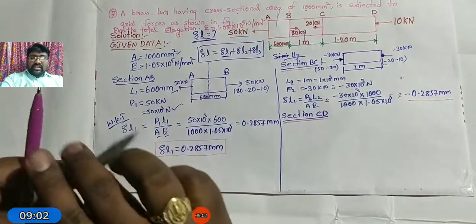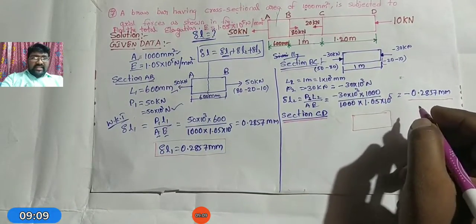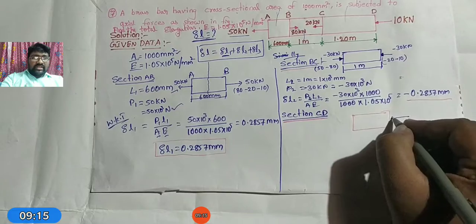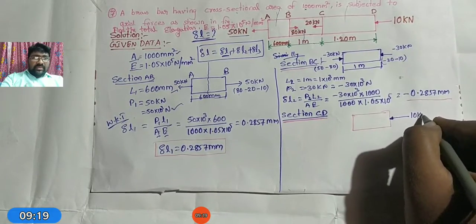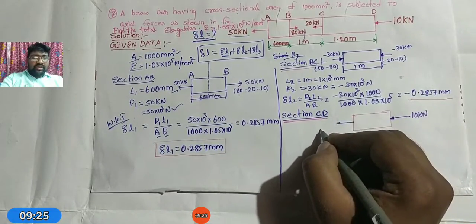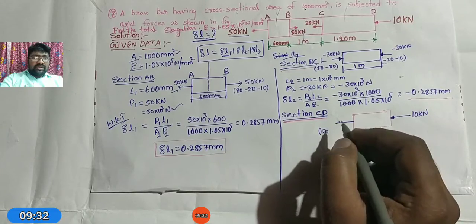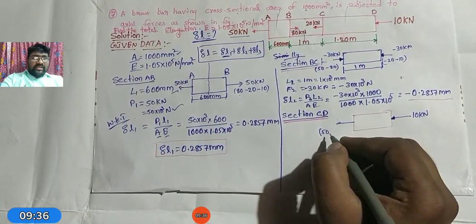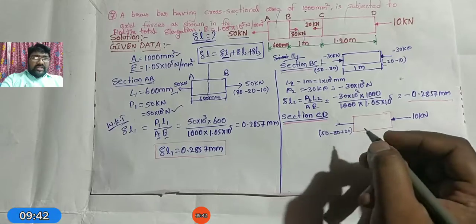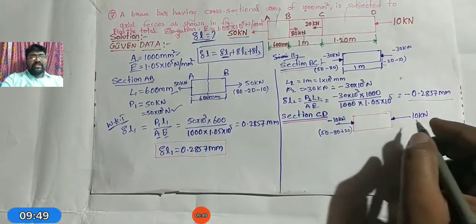Next, calculate the change in length in section 3. Consider section CD. On the right side only one load is acting, that is compressive 10 kilonewtons. The left side has three loads, that is 50, 80, 20. 50 is positive because it is tensile. 50 minus 80 and plus 20. 50 plus 20 is 70. 70 minus 80 is minus 10. Here in this section also, the force acting on the material is compressive.